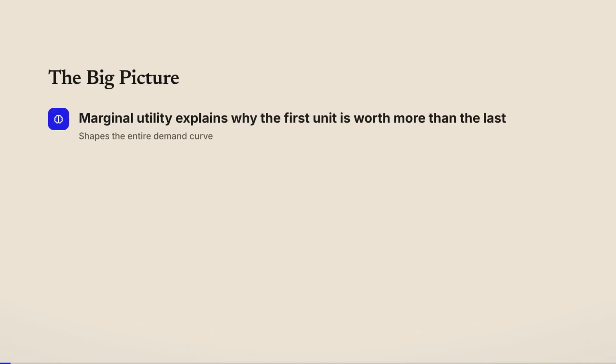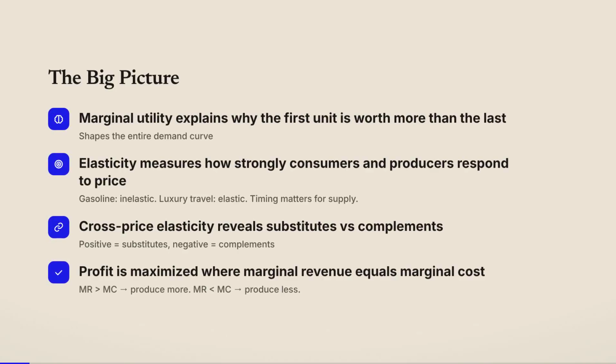Let us pull it all together. First, utility and marginal utility explain why the first unit of anything is worth more than the last, and that shapes the demand curve. Second, elasticity measures how strongly consumers and producers respond to price changes, with real-world values ranging from inelastic gasoline to elastic luxury travel. Third, cross-price elasticity reveals whether goods are substitutes or complements, helping businesses anticipate market ripple effects.